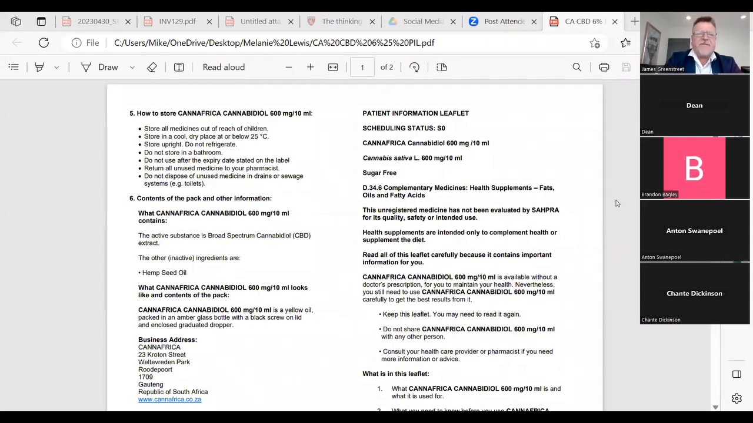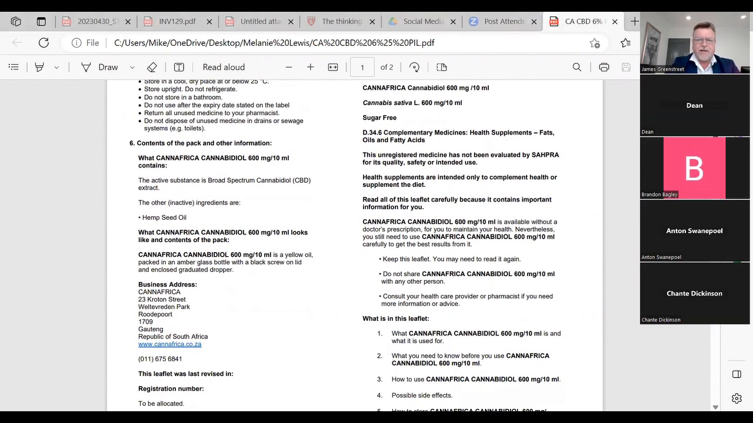And so please, guys, whenever anybody comes to one of our outlets and they purchase from our CBD range or from the THC range, we have a THC patient information leaflet. We also have patient information leaflets for our other CBD products. The one that I'm sharing with you here is our Cannafrica cannabidiol 600 milligram, which comes in the 10 milligram bottle. So please offer this to definitely first-time buyers, but even as a continuation, please always offer these patient information leaflets.